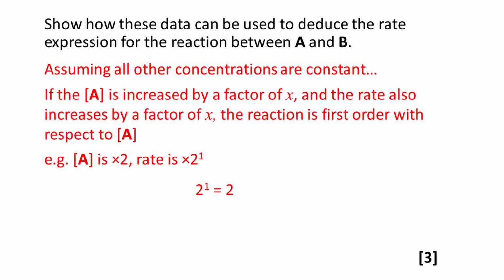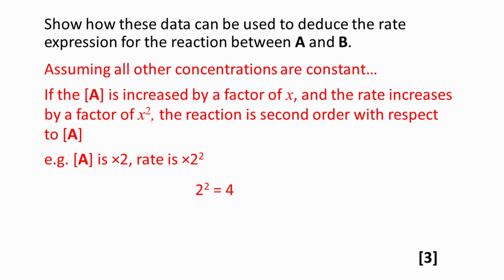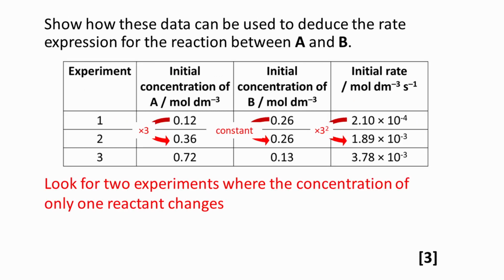If the concentration of A is increased by a factor of x and the rate also increases by a factor of x, the reaction is first order with respect to the concentration of A. For example, if the concentration of A is doubled and the rate also doubles. If the concentration of A is increased by a factor of x and the rate increases by a factor of x squared, the reaction is second order with respect to the concentration of A. For example, if the concentration of A is multiplied by 2 and the rate is multiplied by a factor of 2 squared.